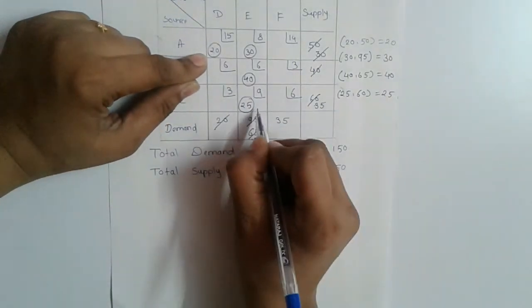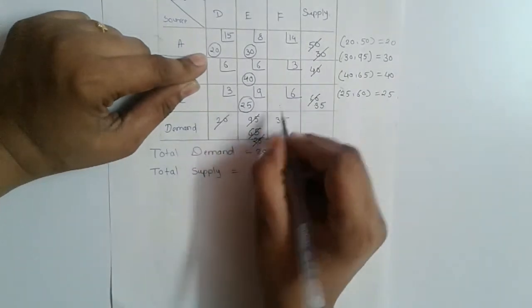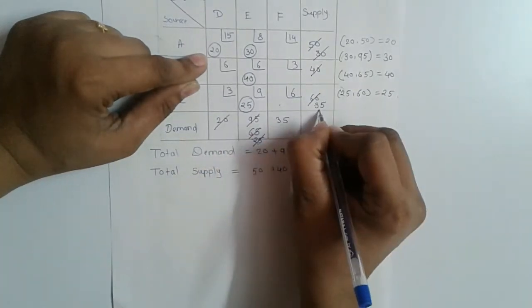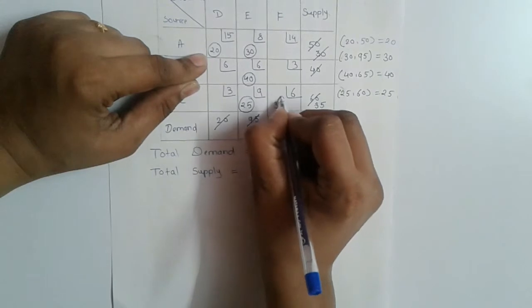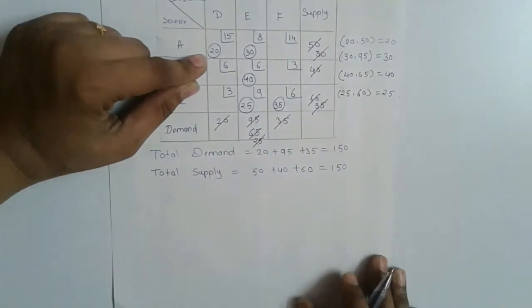As the demand is exhausted, we move toward the next cell in the same row. So here the demand is 35 units and the supply is also 35 units. So we allocate 35 units here. Demand is exhausted and the supply is also exhausted.